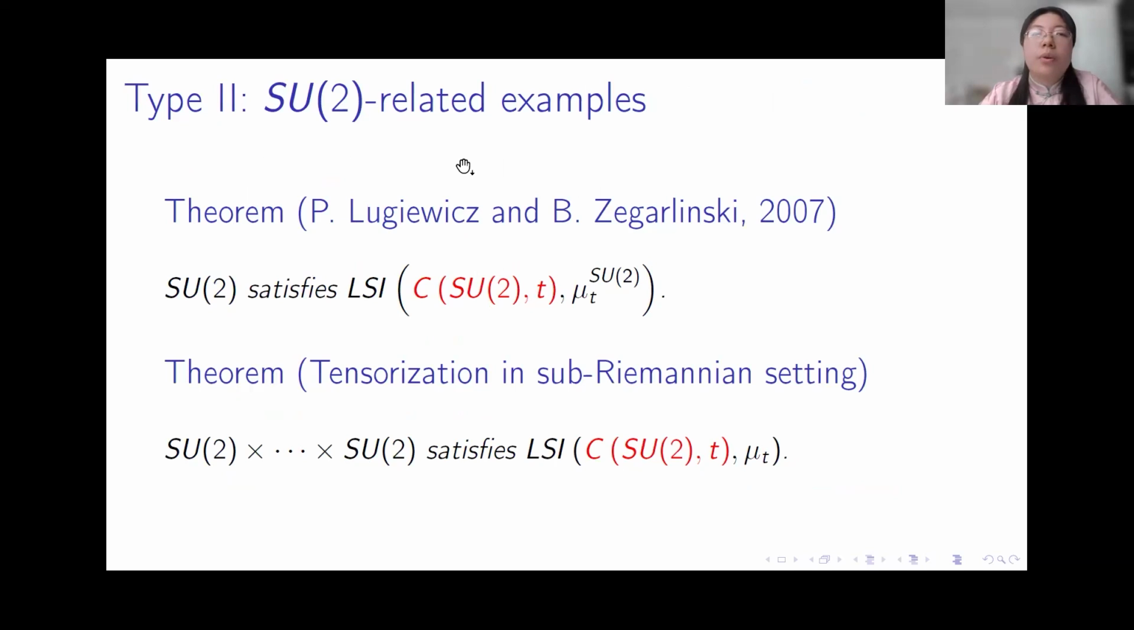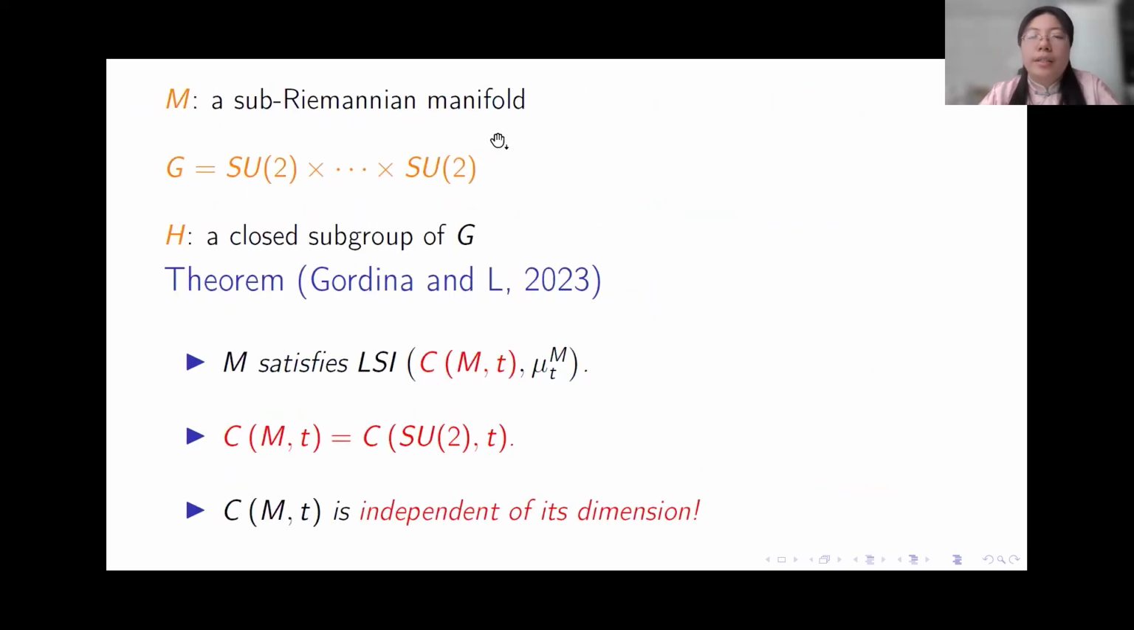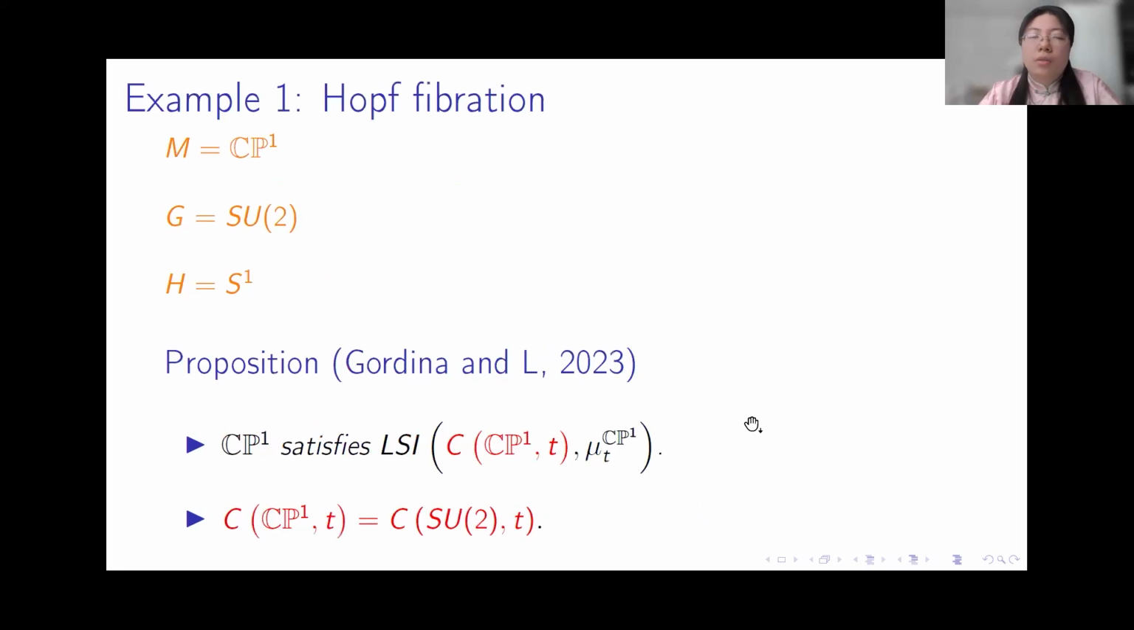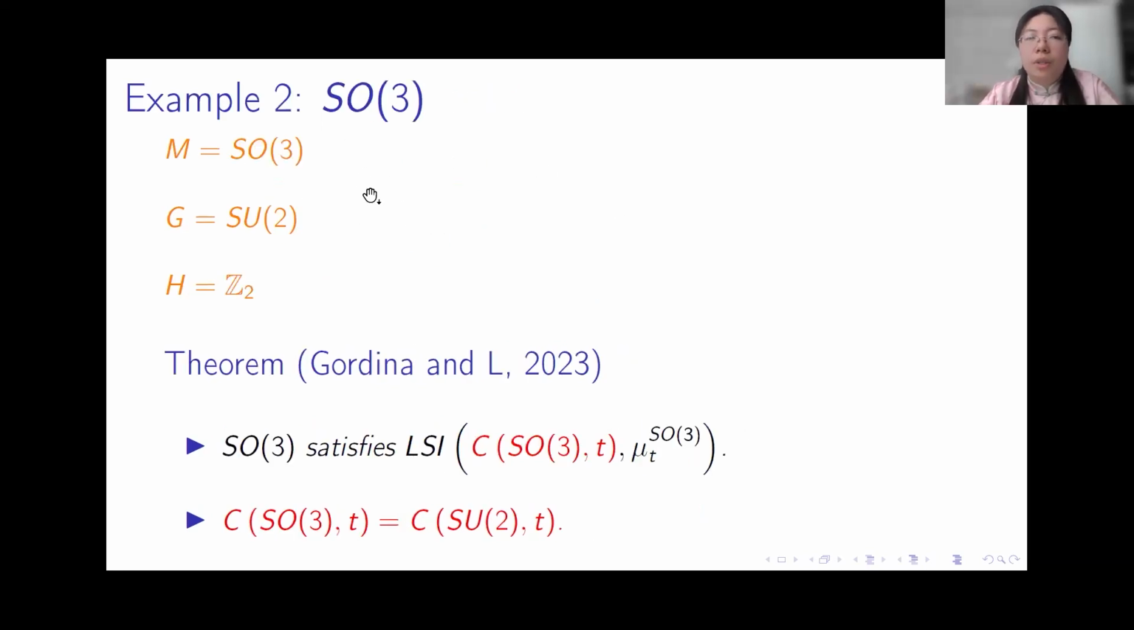The second type of example is based on SU2. So this can be shown in a similar manner. If you have a sub-Riemannian manifold under the transitive action of a product of SU2, then you get a log-Sobolev inequality with the same constant as SU2. Therefore, you get the dimension independence result. And in this case, you have the Hopf fibration and SO3. They both fall into this category and they are step 2.